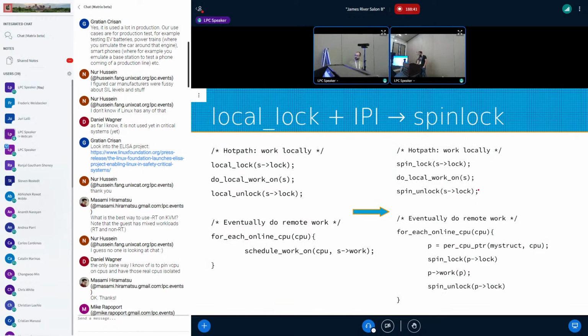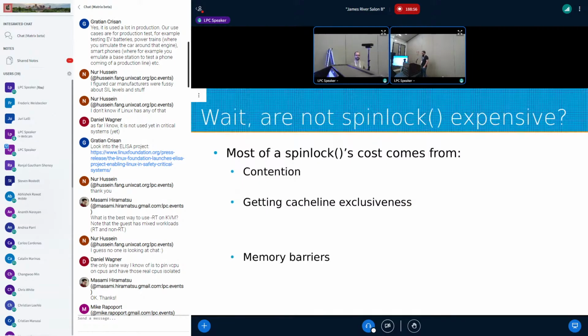It's easier to show it that way. The idea is that you replace the local locks with spinlocks, and then for each CPU, instead of scheduling work, you just grab that CPU's spinlock. But whenever I say use a spinlock instead of a local lock, what everyone will ask is, well, but spinlocks are costly. We don't use them for a reason.